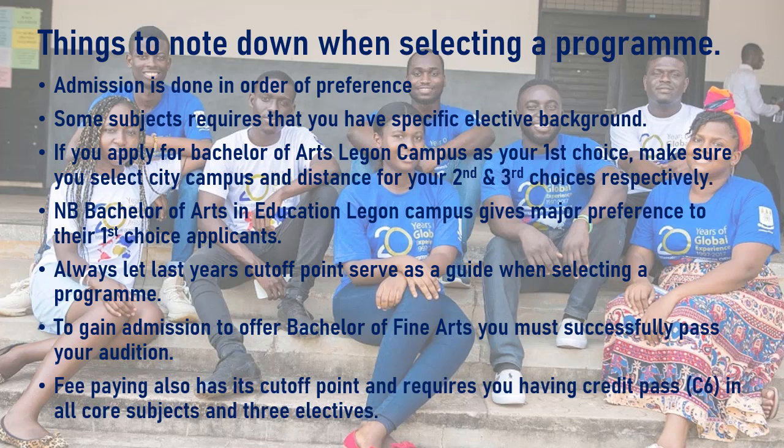Fee paying also has its cutoff point and requires you to have a credit pass, at least grade C6, in all your core subjects and 3 elective subjects. So what this means is that if you have a D7, for instance, in your integrated science or your core maths, and you think you can apply for fee paying, it is not possible, because you will still have to meet the requirement of at least a grade C6 in all your core subjects and 3 of your elective subjects.